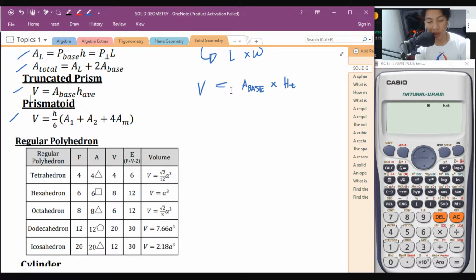So, tignan nyo ha. Tignan nyo yung pagkakapangalan sa kanya. Yung faces, ano pa? Yung area ng kanyang face, the volume, and then yung E. Ano ba yung E niya? The number of edges. Okay? Paano pangalanan yan? Yung first letter, TODI. And then, fave. So, malalaman mo dyan yung kanyang mga formula.